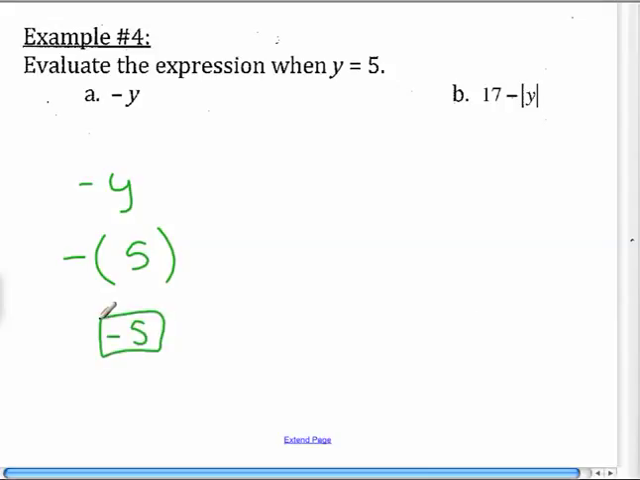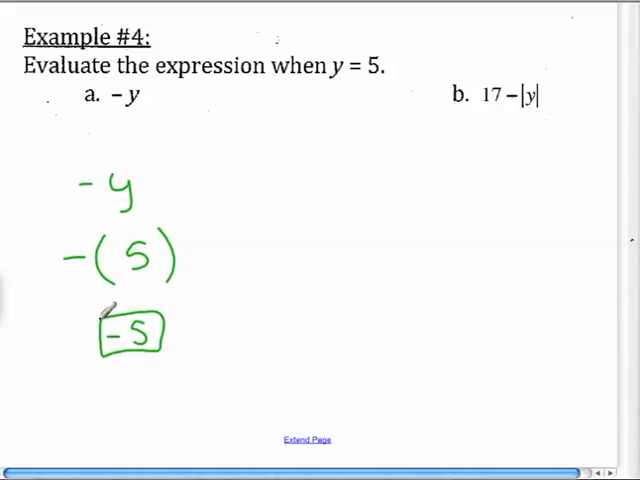Beautiful. Okay? Now I want you to take a second. I'm hoping you guys take a second and do the second one. All right? And the second one, I hope you notice, says 17 minus the absolute value of y.